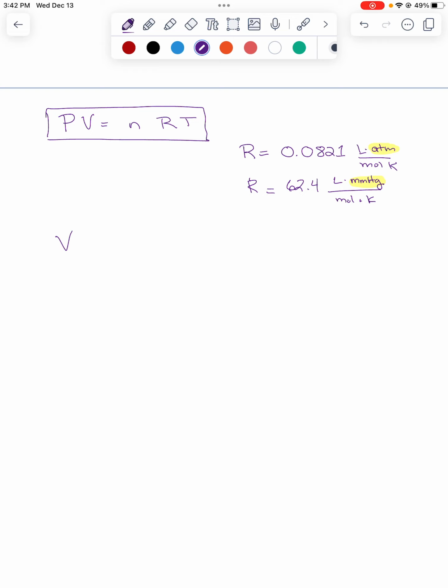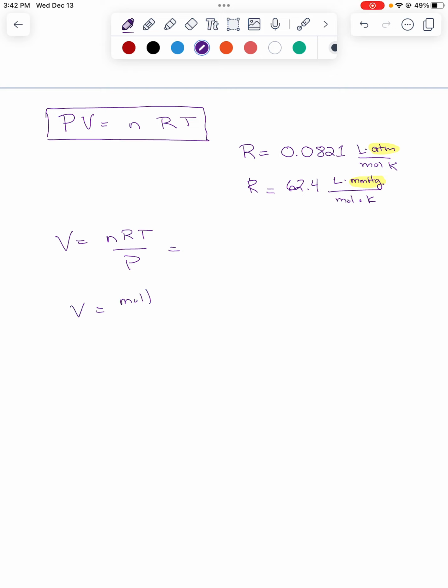So I'm going to rearrange the ideal gas law so that we're solving for volume. I divided both sides by pressure. Remember that temperature has to be in Kelvin. N is moles, and pressure can be in whichever units, and volume will be in liters. So I'm just going to put in the units for everything.